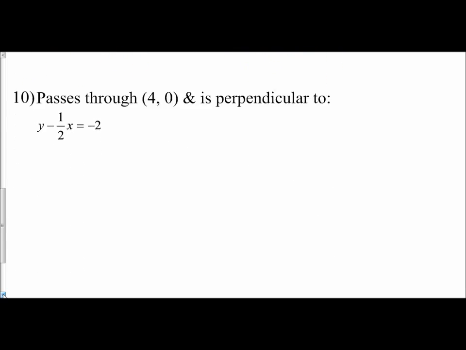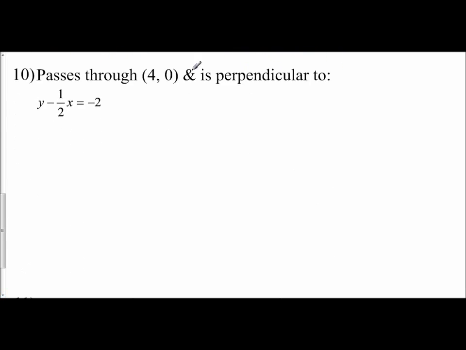So now let's try perpendicular. It's generally the same concept as I worked with before. It passes through (4, 0), and is perpendicular to y minus 1/2 x equals negative 2. Remember, perpendicular means that when you find the slope, it's going to be the opposite reciprocal.